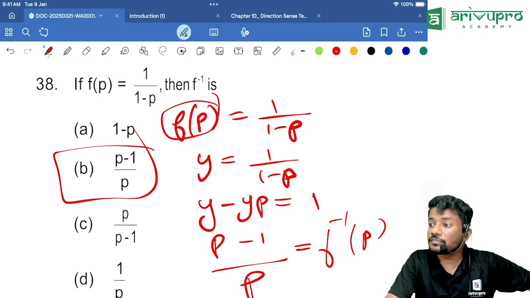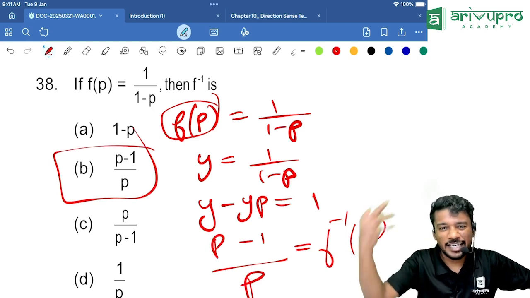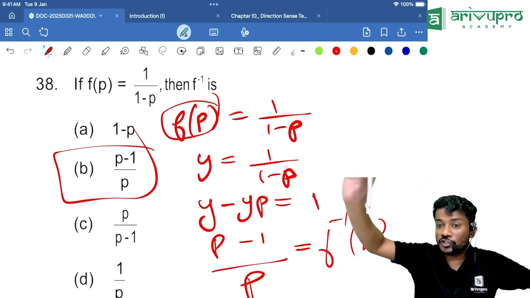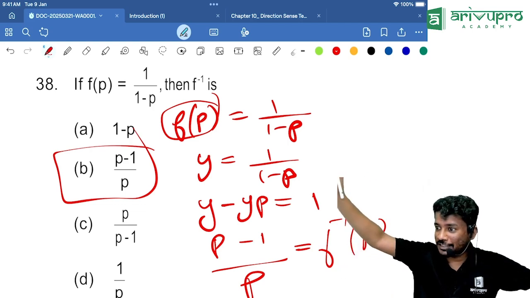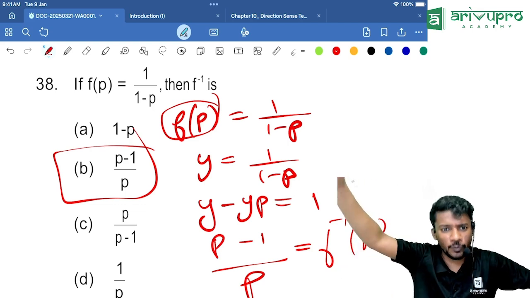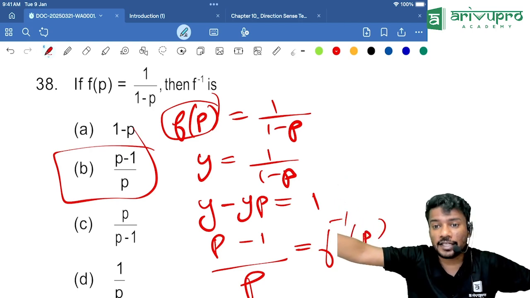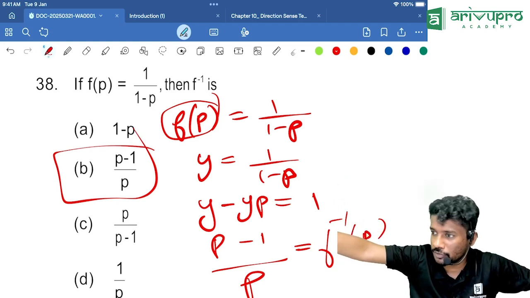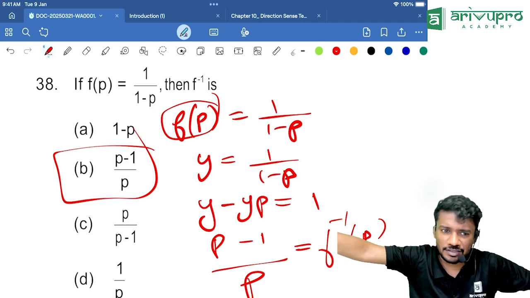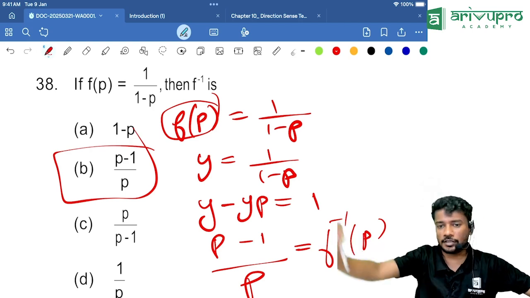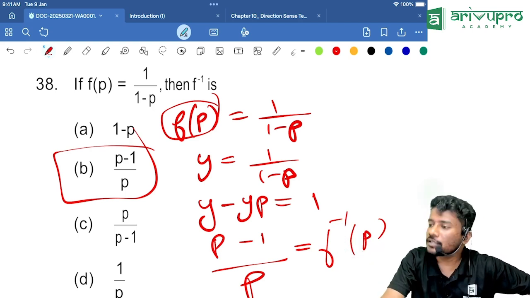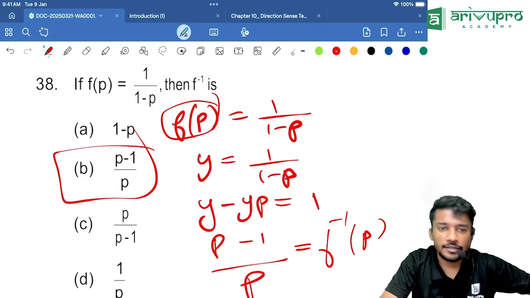This is the shortcut. But if you teach too much about this, when you change the letters, X, Y, Z, sometimes they will keep Q, Y, Z and all. That time you can get confused. That's why I didn't teach the shortcut for this. This is the easiest. Go for this itself: replacing it, then replacing it back.